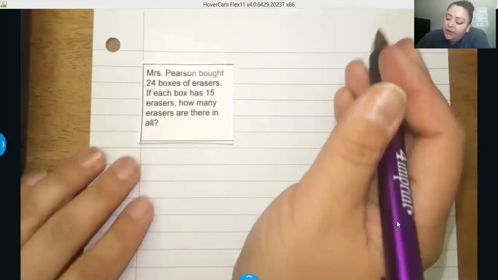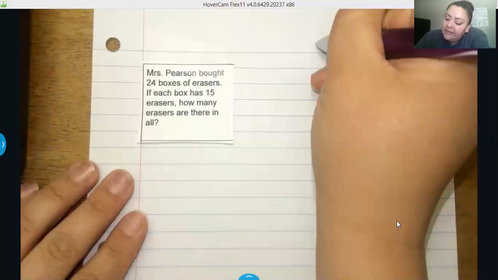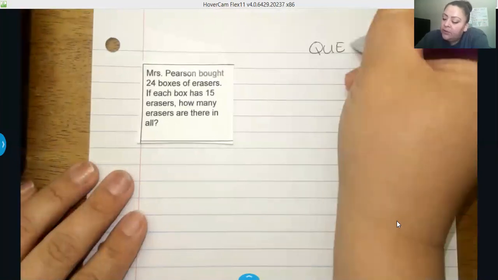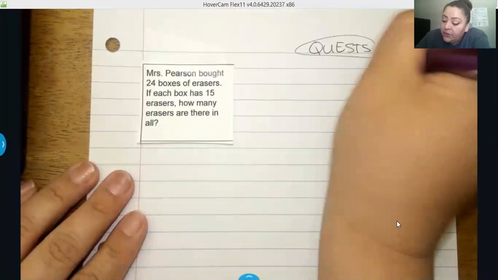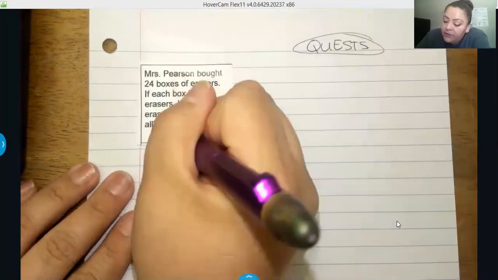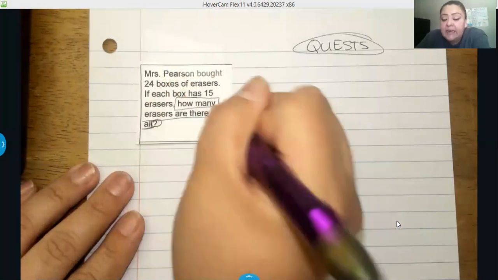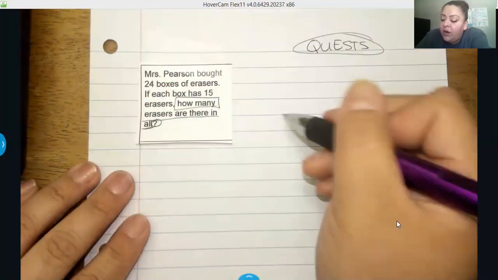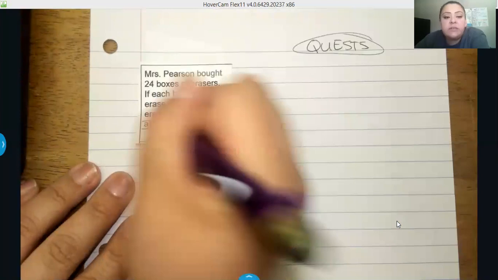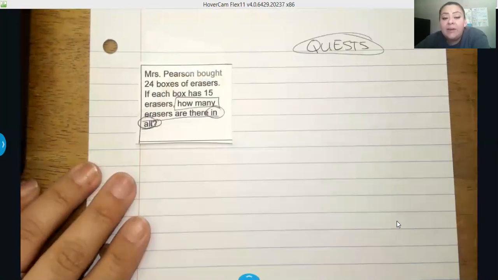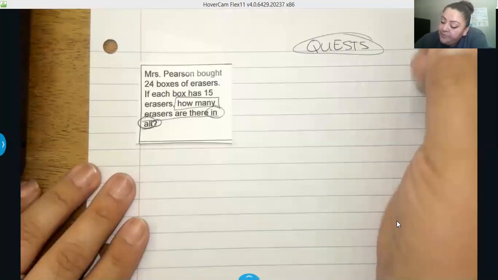Same thing, guys. We're starting with our question, okay? So we're going to be circling our question mark and underlining our question sentence back to our question words, which is how many. How many erasers are there in all? I am circling those words because I know that that means I'm going to find some kind of a total, okay, in all. So let's go through and do our goal statement.